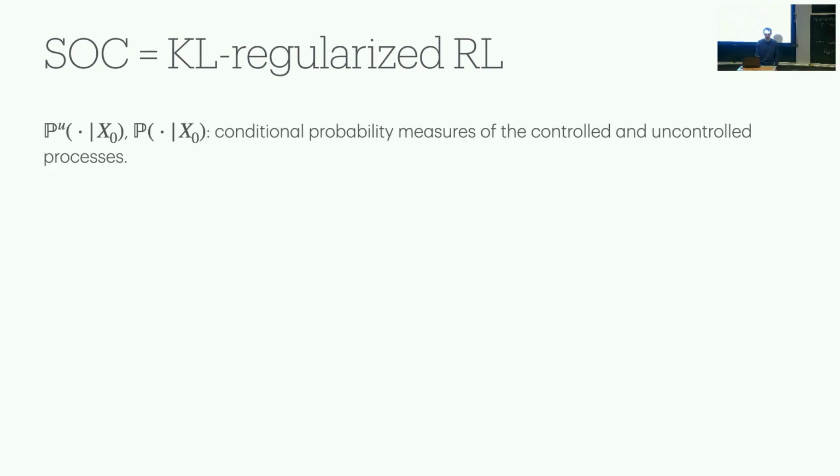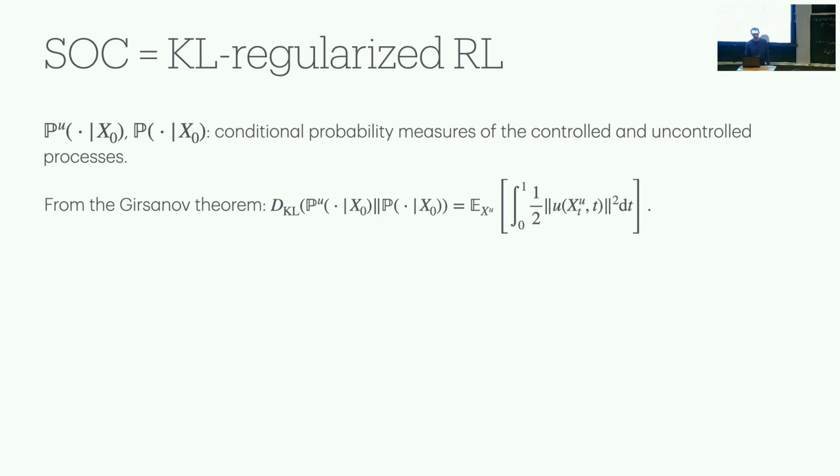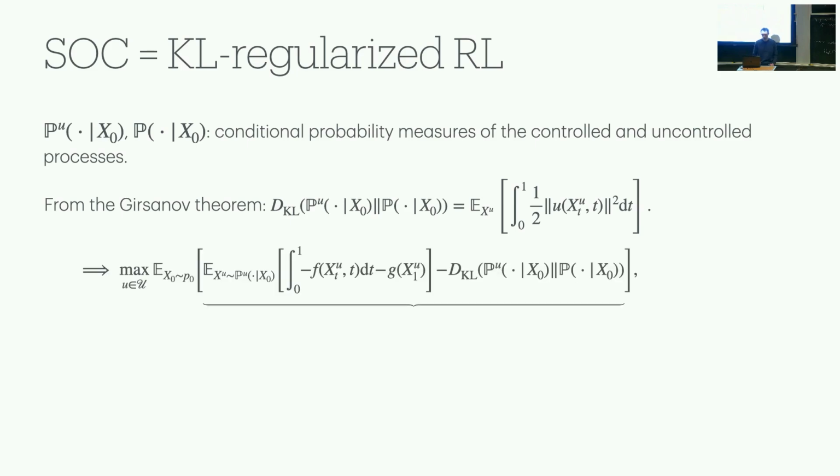Again, no need to go into depth here, and this is a pair of slides you can skip if you want. But basically, to get there, I'm just going to use this notation where P^u given x0 and P given x0 are the conditional probabilities of the controlled and uncontrolled process. The uncontrolled process is one where the control is set to 0. And there's a theorem in stochastic calculus, known as the Girsanov theorem, which lets us write the control term in the control objective as the KL divergence between these path probability measures. So with that theorem, we can essentially rewrite the control objective like this. And this looks a lot more like a KL regularized RL problem, because if you think of it, this first term would be just the expectation of the reward, and the second term would be the KL regularizer.